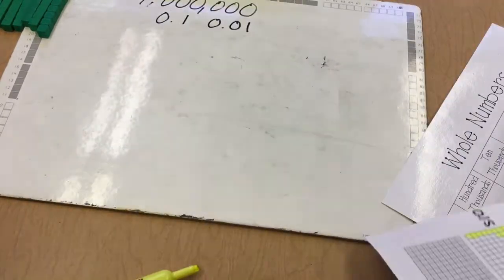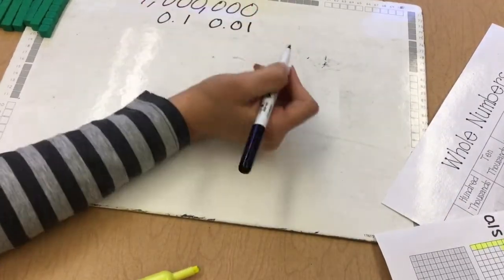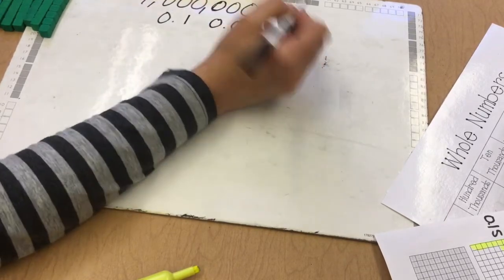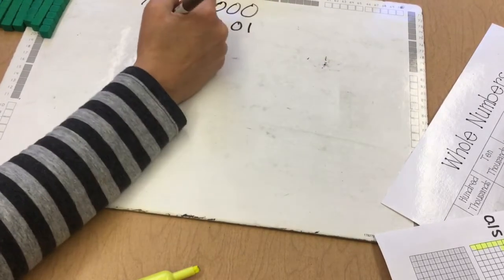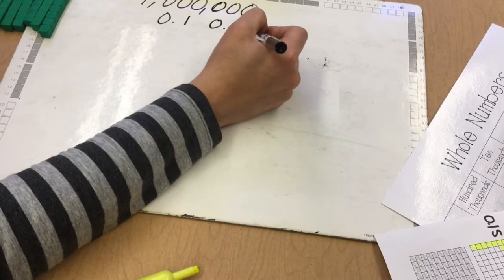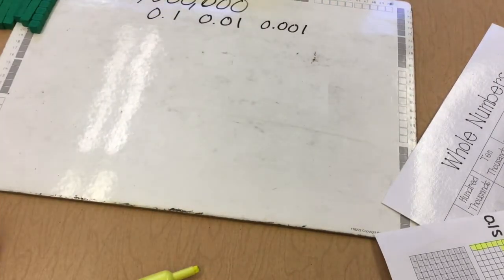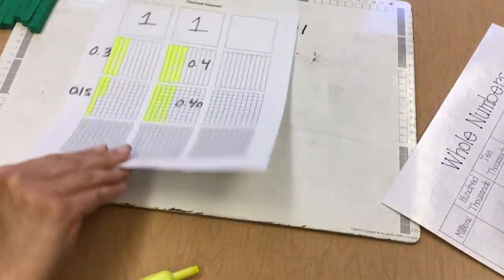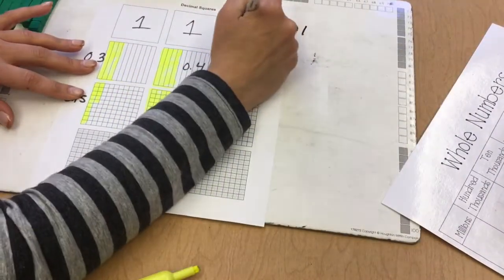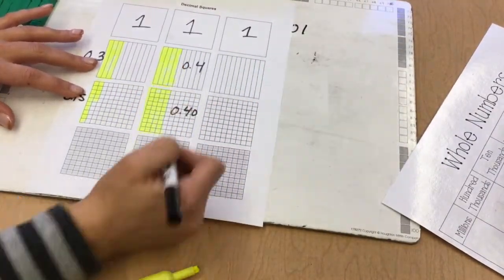Moving on to 5th grade. 5th graders are still working with whole numbers up to 1 million. They're working with tenths, hundredths, and thousandths. Okay, so we can bring this back again. So again, this is our 1 whole. Well, I can even keep it here.